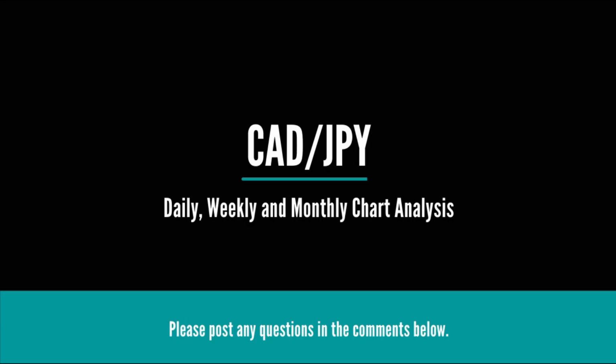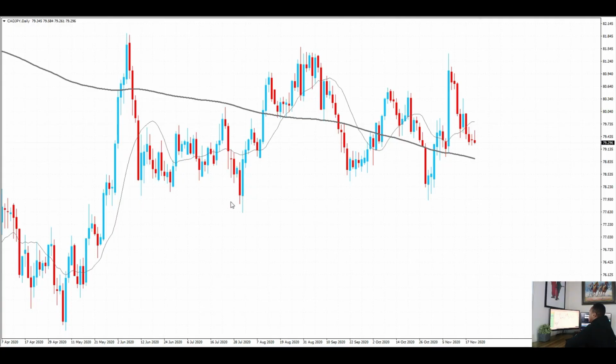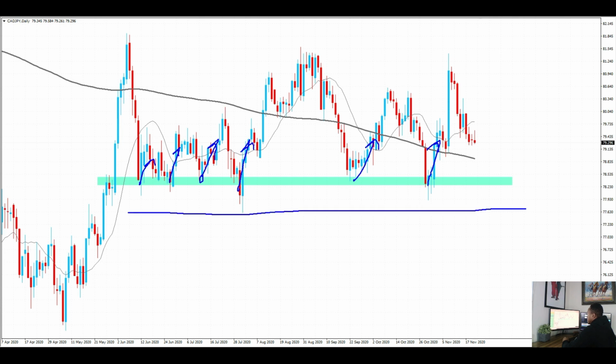Next, we're going to move on to CAD JPY. Okay, so for CAD JPY, as you can see, we're clearly just moving sideways here. We've clearly got a support area going through the market like so. Again, you can see support here, push to the upside, support, push to the upside, support, support, support, and support. So really nice support area going through the market. It's held the market since late May.